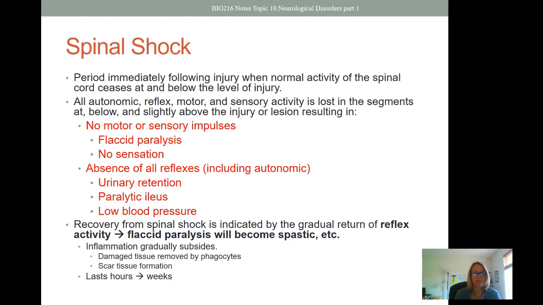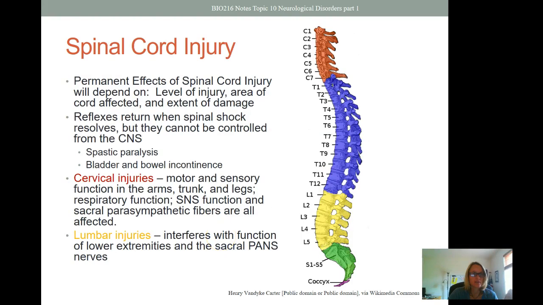Now, eventually spinal shock will go away. Recovery from spinal shock is going to be indicated when we have the gradual return of reflex activity. So once reflexes start returning, for instance with skeletal muscles, flaccid paralysis will become spastic. This occurs because as inflammation gradually subsides, and this period of time can last from hours to weeks after the initial spinal cord injury.